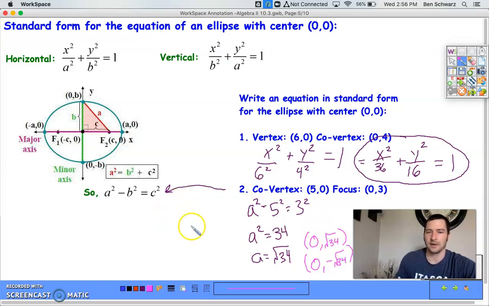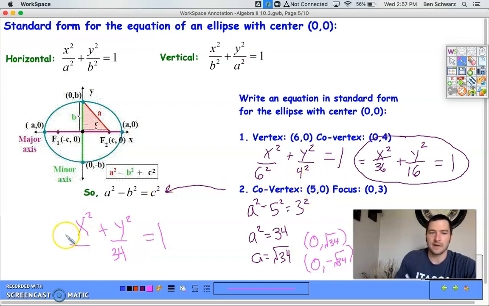Now let's write our equation. Since these are going vertically, again, we'll start with x squared plus y squared equals 1. So the vertices are here, so they need to go under y. So square root of 34 squared is 34. And then the co-vertices are going left and right, so they go with x. 5 squared is 25. So that's the equation for the ellipse there.